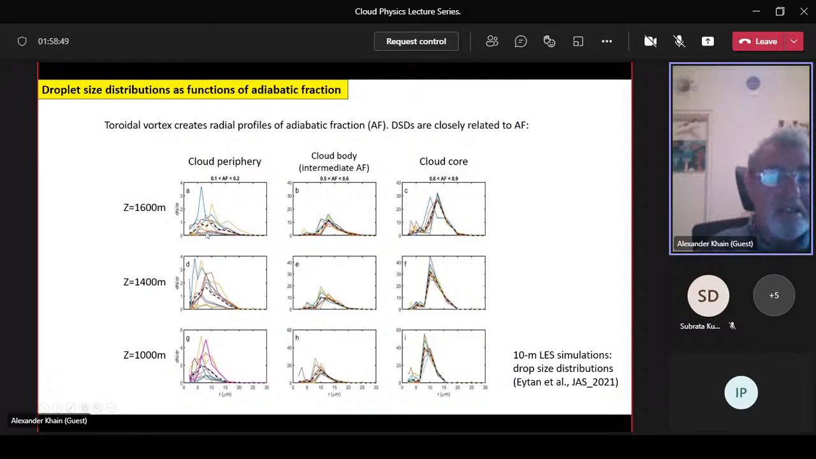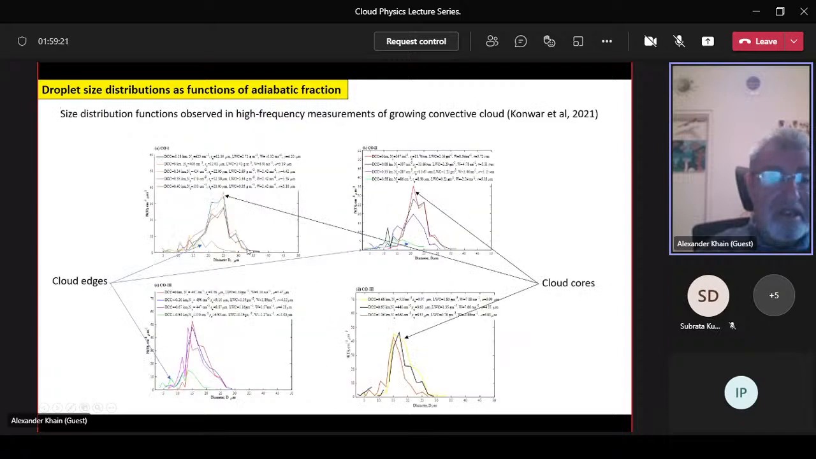But the shape depends on the history of air parcels. If they enter clouds, they have low concentration and typically a wide spectrum. And if the parcels move from cloud to cloud periphery, they contain larger droplets.